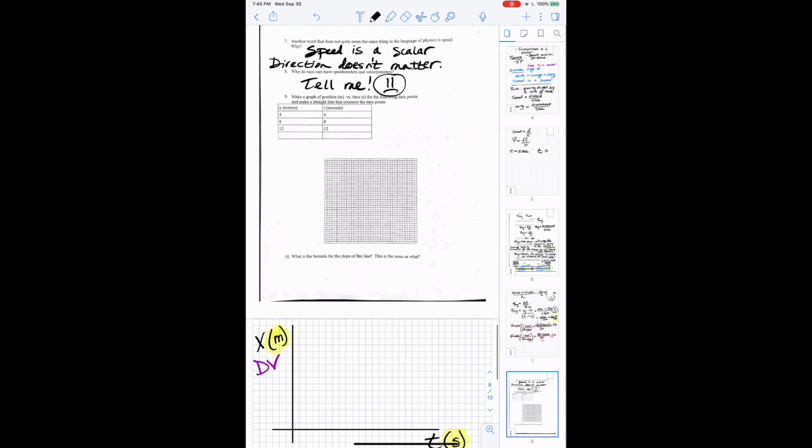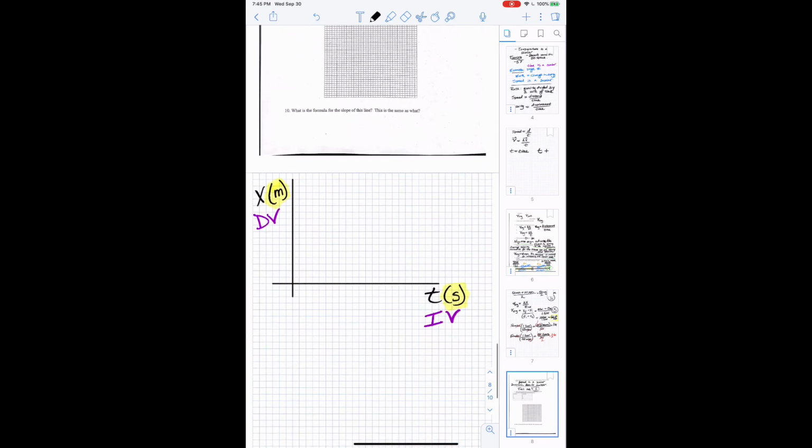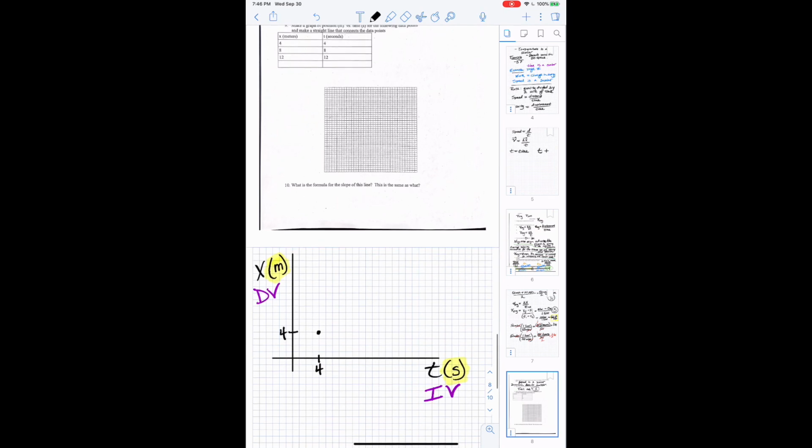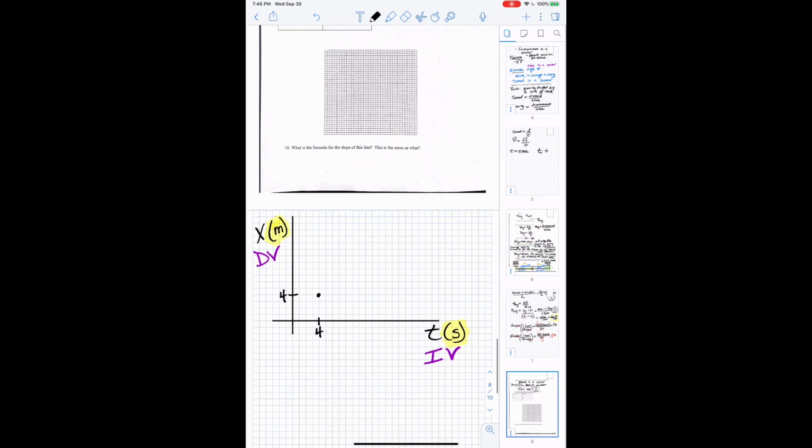We are given a data table up here. When the object is at time 4 seconds, it's at position 4. So I'm just going to come down here and write a mark at 4, and then go up 4 right here and write the number 4. And then I'm going to put a point right here. Then I'm going to do the same thing for the next data point. You could mark every number down if you really wanted to, but I ain't got time for that.